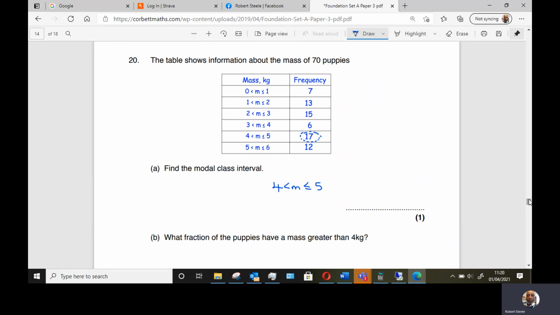What fraction of the puppies have a mass of greater than 4 kilograms? There's 70 there. Above 4 kilograms is these plus these. So that would be 29 out of the 70. So we would write it like that.